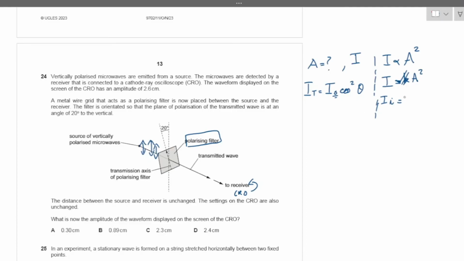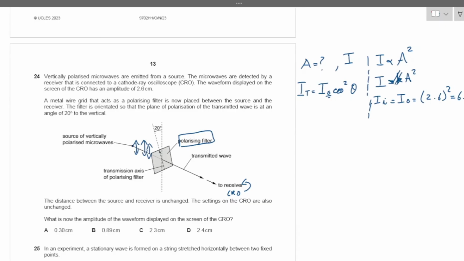So I initial, or I0 in this case, would be equal to amplitude squared. That would mean 2.6 centimeters squared. You do not have to worry about the units, because this is just a work of ratio, and in ratio, units rarely matter. Especially in this case, the units will just cancel out eventually. So we have 6.76 as the initial I0.